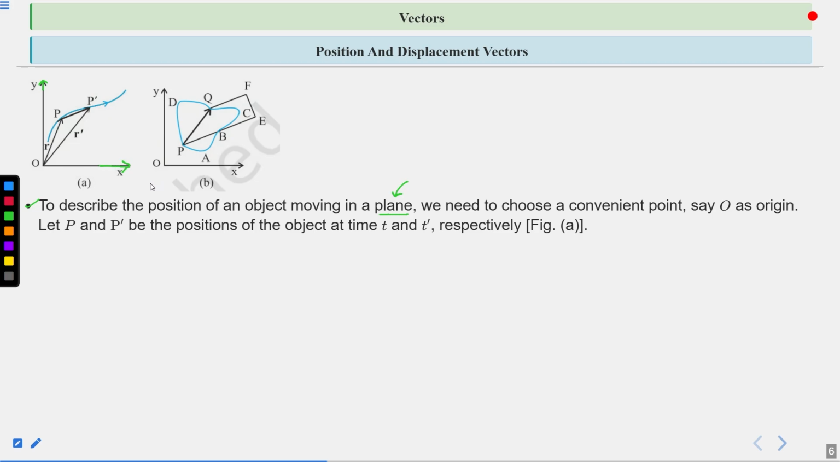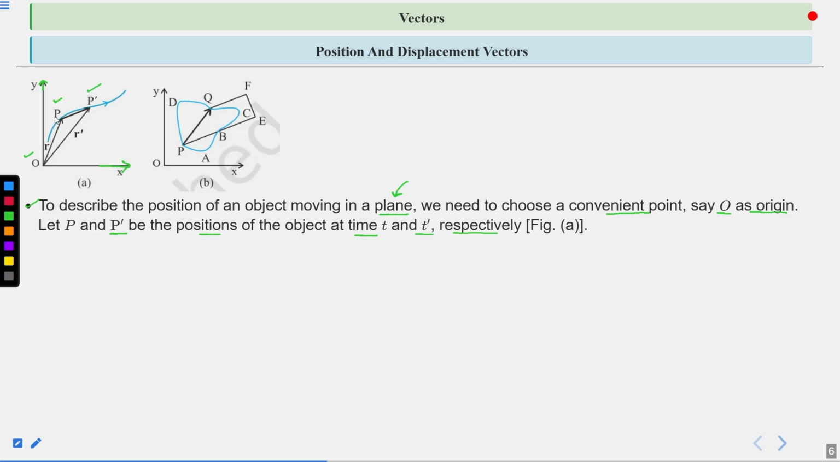Now to describe the position of an object in a plane, we need to choose a convenient point and call it O, the origin. Look at figure A. Here the convenient point is O. And let P and P prime be the positions of the object at time t and t prime respectively. So in figure A, we have an object, and the object's initial position is P and final position is P prime.